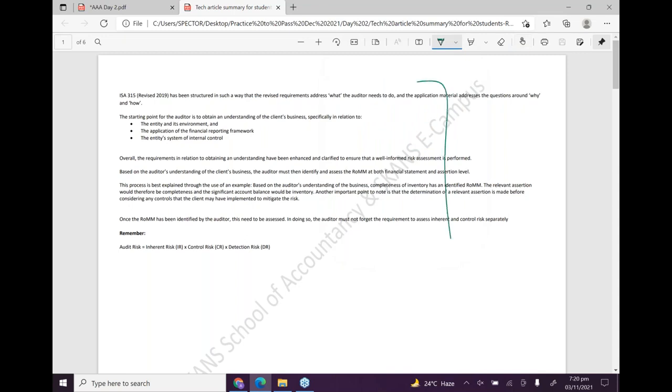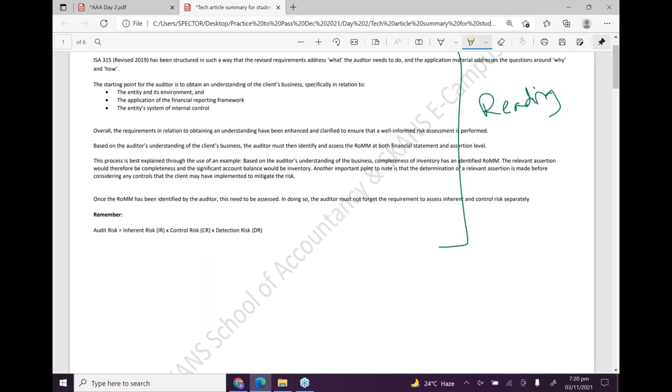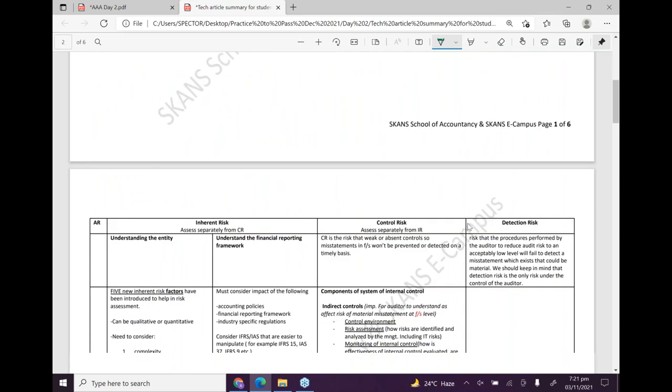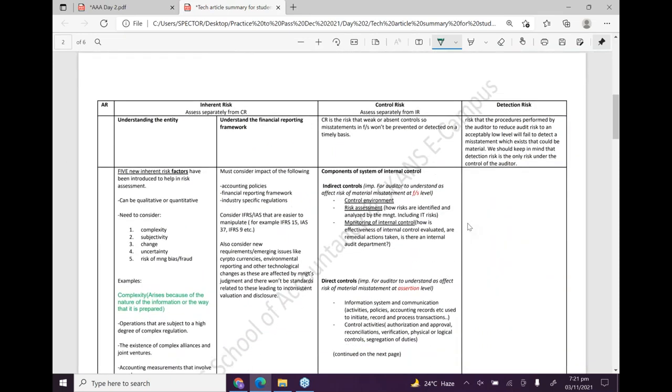So you start off by reading the background information to this. Very simple terms, nothing needs to be learned at all. Remember, my equation for audit risk has not changed at all. Audit risk is a product of risk of material misstatement along with detection risk. Risk of material misstatement includes inherent and control risk. I'm going to highlight the changes, guys. So this is how I want you to learn this.